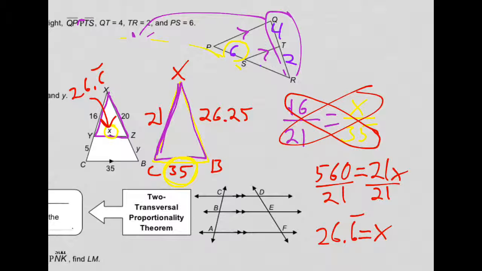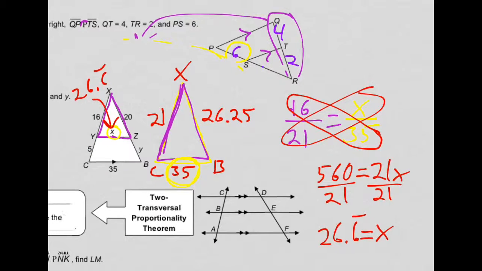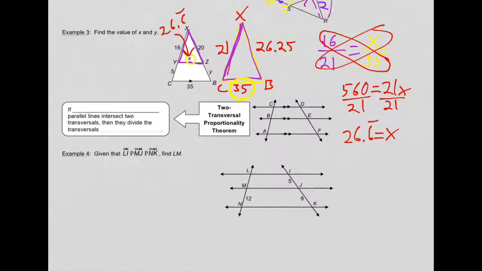Alright, so when you're setting up your proportions, you've got to be careful about what you're comparing to what. If you're comparing a full side to a full side, you need to make sure that the ratio you use is also a full side to a full side. But if you're comparing two segments to two segments, all you need to do is set up the ratio that has those two segments. Okay, it can be a little bit confusing.